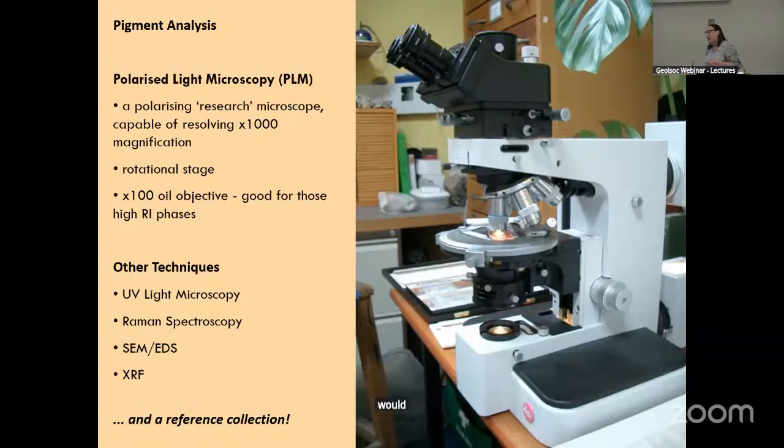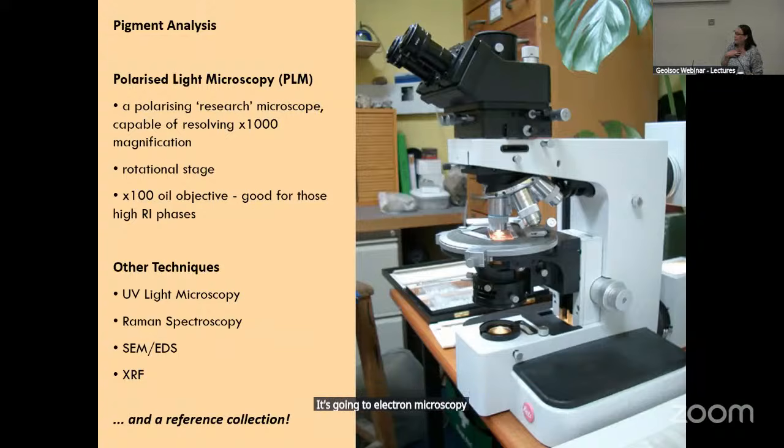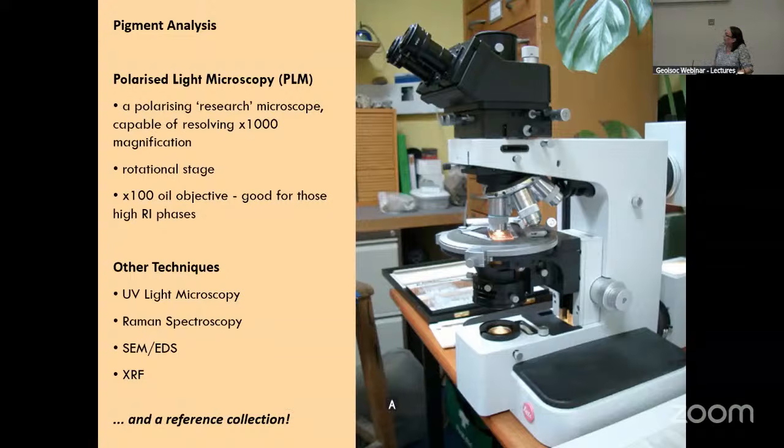And then, anything that is being analysed in cultural heritage, I would normally say use at least 2 techniques to confirm results. So I use UV light microscopy quite a lot, but techniques like Raman spectroscopy, scanning electron microscopy, and energy dispersive X-ray analysis, and X-ray fluorescence, X-ray diffraction, etc. are of course all really useful techniques for pigment analysis. And you need a reference collection.